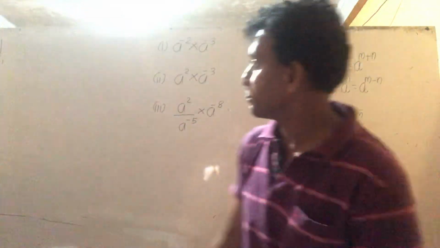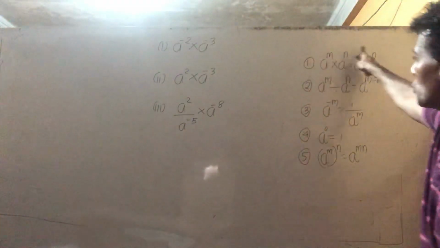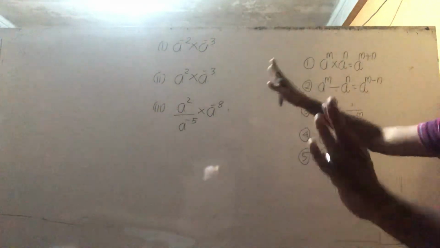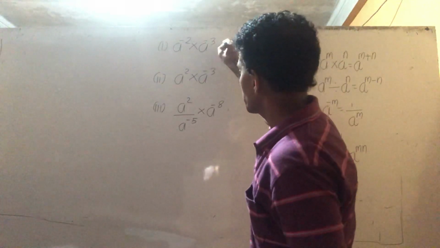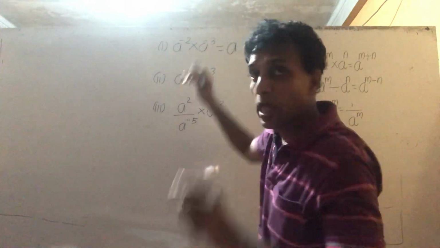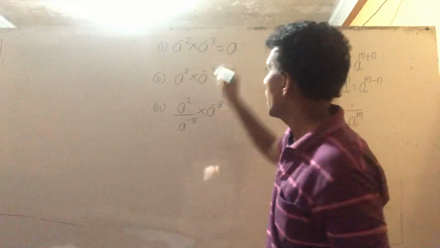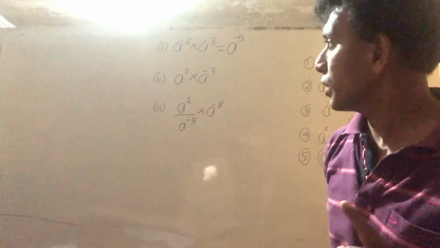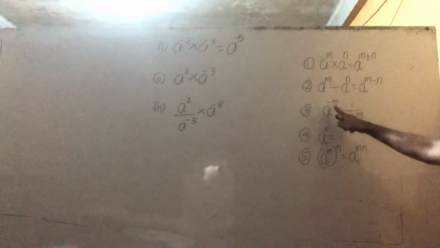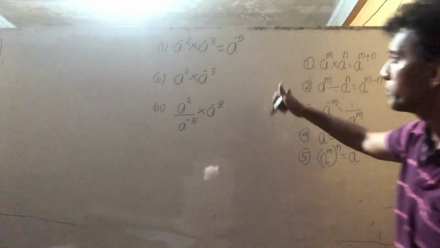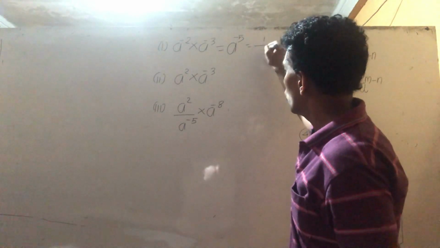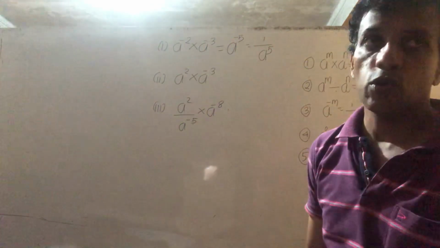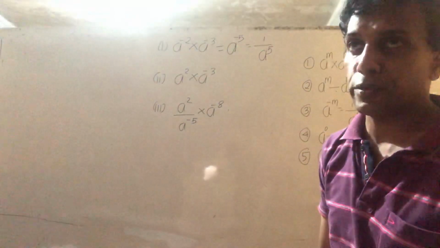So what is the first question? We can use the first rule also. Bases are same, when multiple, add the power first. A to the power minus 2, minus 3, minus 5. Rule number 1 I apply. And now use rule number 3. Negative power, then 1 over. 1 over a to the power 5.